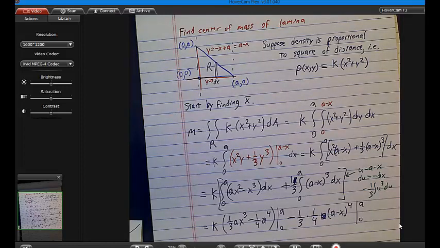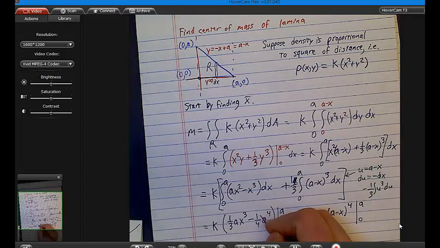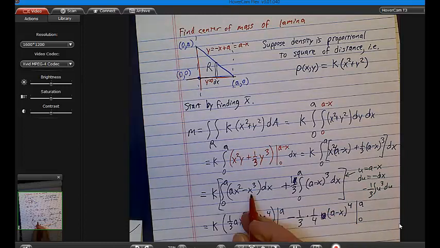Oh, okay. There was a mistake, guys. Do you see the mistake? It was 1/4 x to the 4th here, because it was x cubed. Okay. So let's finish up.